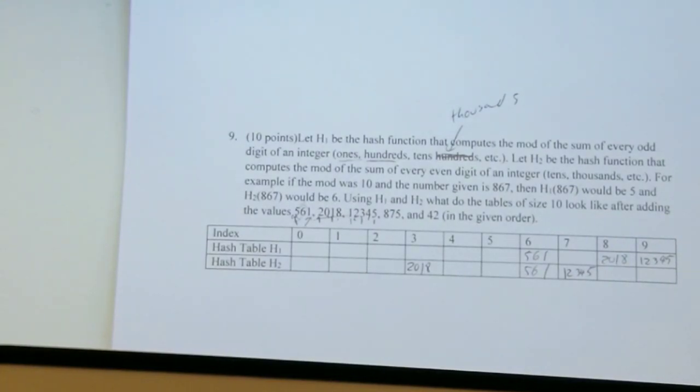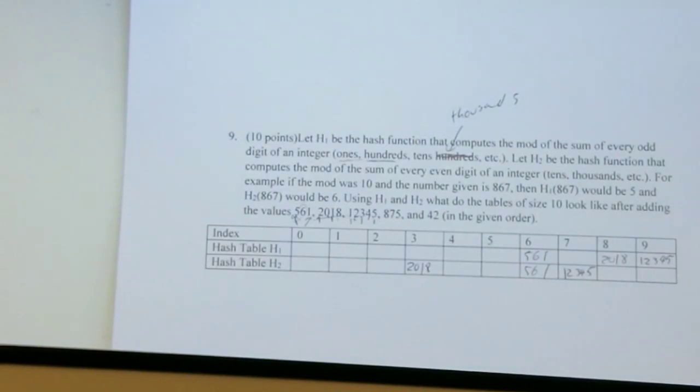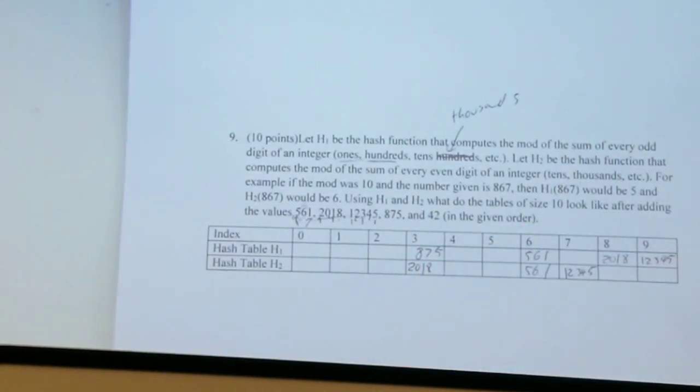875. What's H1 of it? It's 13, but 13 isn't in here, so what do we do? 1 by 10, and we end up with what? So we should stick it in there. Alright, and then what's the next one? It's 7, so where does it end up going? It goes into 8, because it has to linear probe.